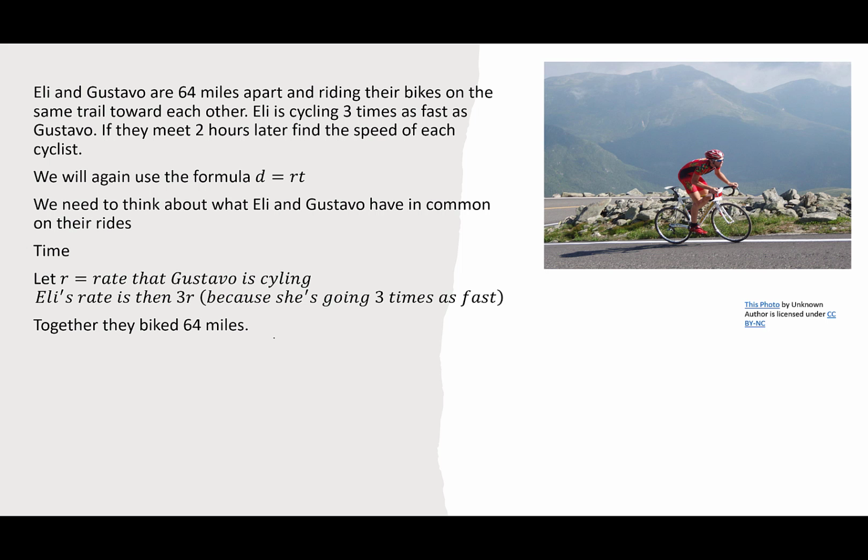So when I think about this D equals RT for the 2 bicyclists, I want to say, well, if I look at Gustavo, he went his rate for 2 hours because they both went the same amount of time. Plus, when I look at Ellie, who went 3R for also the 2 hours, together that should add up to 64. So however far Gustavo went with however far Ellie went, together it's 64.